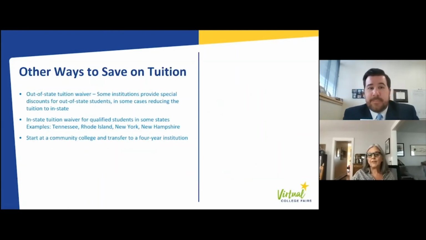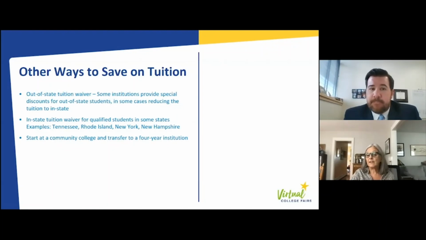A couple other things to note: in addition to the regional tuition programs, individual institutions also are doing some special discounting for out-of-state students, where they waive the out-of-state rate entirely and charge students in-state, or they reduce it. And sometimes it's for students in neighboring states or even distant states. But that's something for your students to look into when they're checking out out-of-state public colleges.